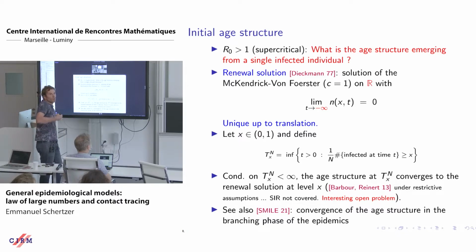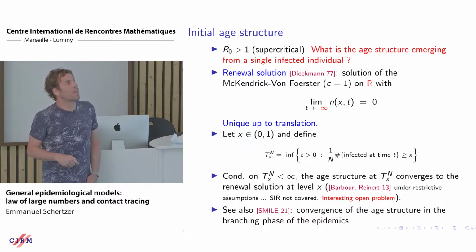And what you would like to choose for the initial age structure is what you will get if you wait until the first time that the fraction of infected individuals in your population reaches a certain level x. And actually, this type of initial condition is directly related to what's called a renewal solution in the PDE literature. So let me just tell you in a few words what this means.